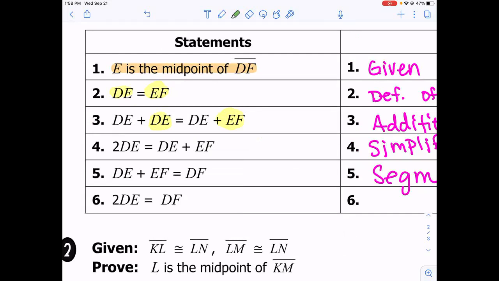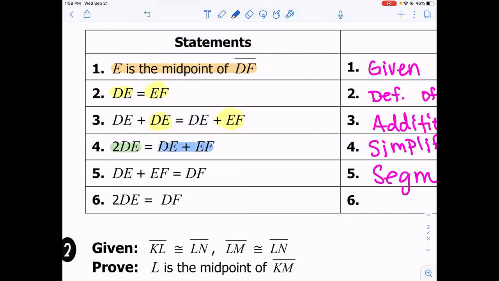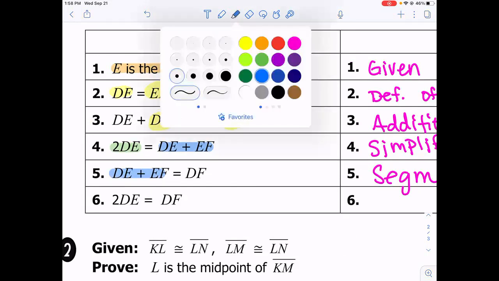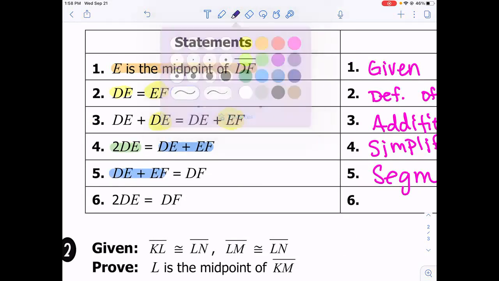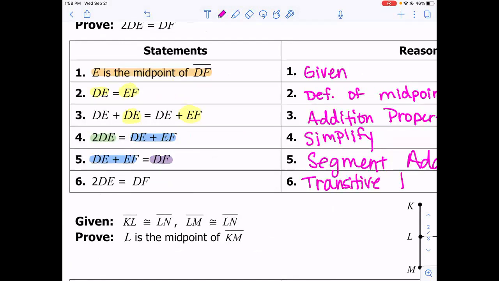Okay, now watch this. Are you ready? 2DE equals DE plus EF. DE plus EF equals DF. What do you call that? The transitive property. The transitive property is going to be huge in these segment proofs. You're going to use it quite a bit. Segment addition postulate, definition of midpoint. Those are things you're really going to have to look out for.